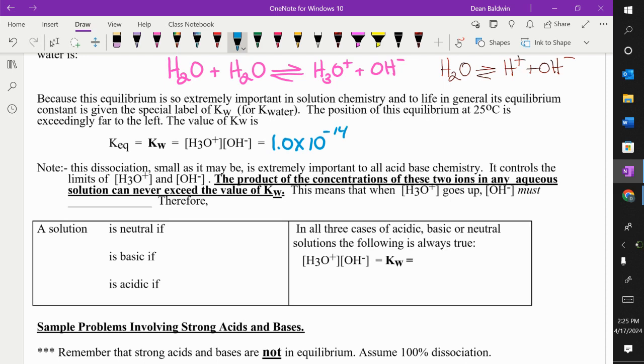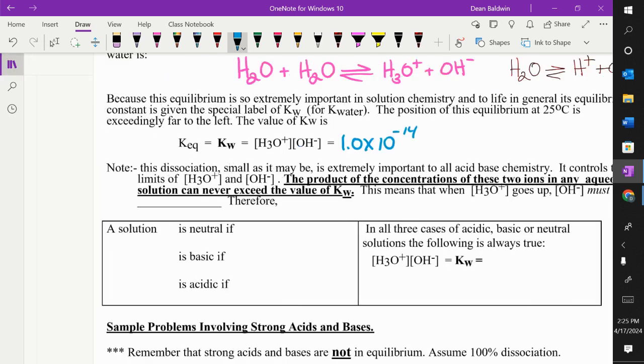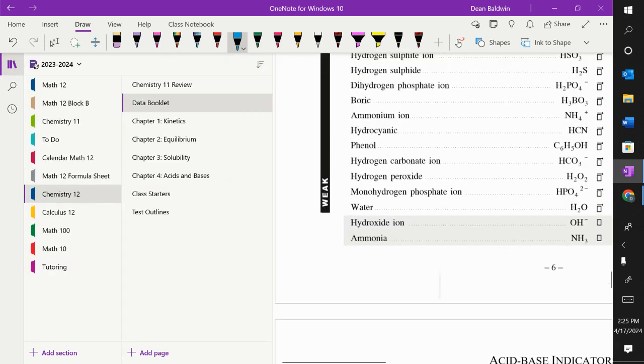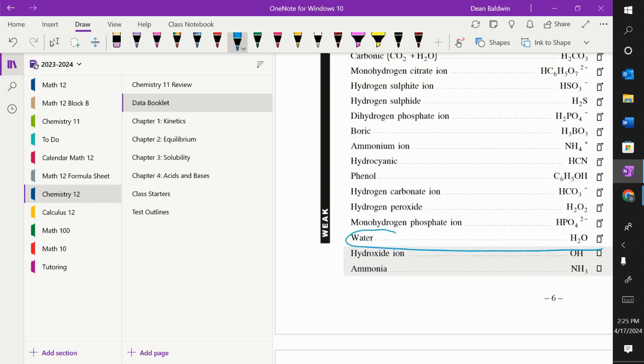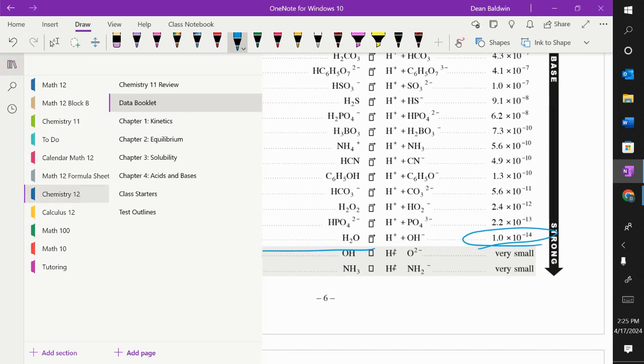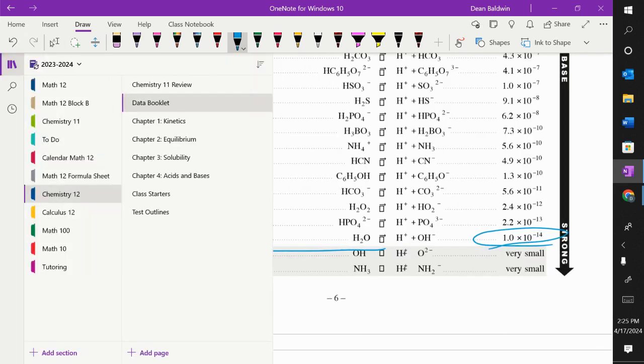You need to remember that number. Okay? What? I don't know. Is it? No, I don't think it is. Is it? No, it is. Oh, it is right at the bottom. There you go. You want to see where it is? I'll even highlight it for you. Right where it says water. I know. It's shocking, isn't it? 1.0 times 10 to the minus 14. Look, it's, I don't know. If it's hard to remember, I guess it's hard to remember, but.